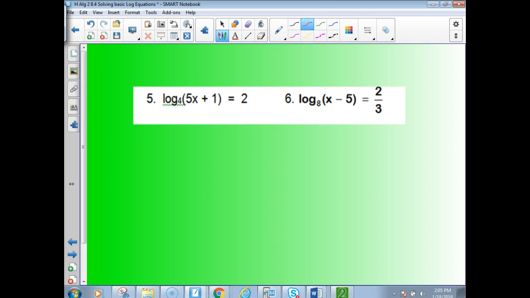Now, again, we don't have logs on both sides, so we have to work with the exponential, rewriting it exponentially by definition of a logarithm. So 5x plus 1, you can start with that part, equals the base of 4 raised to the second power. So this is a nice simple one. 5x plus 1 equals 16. Subtract 1 from both sides and divide by 5, and we end up with x is 3.